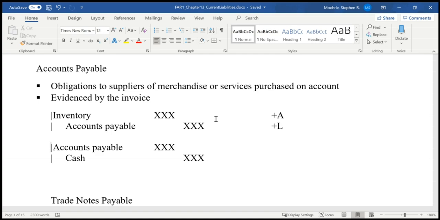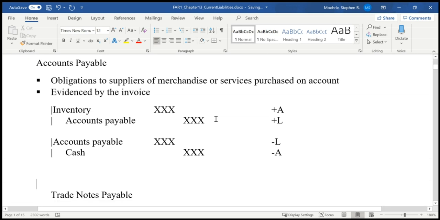When we pay the liability, we zero out the amount we owe because we no longer owe it, and we now have less assets. We credited the asset account cash. Okay, so that's one type of payable.